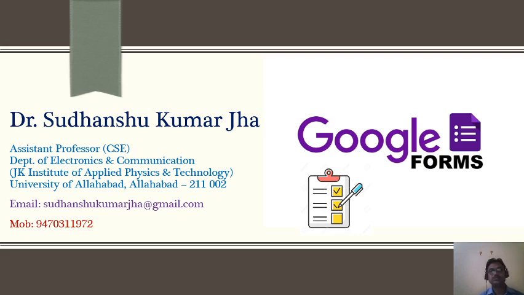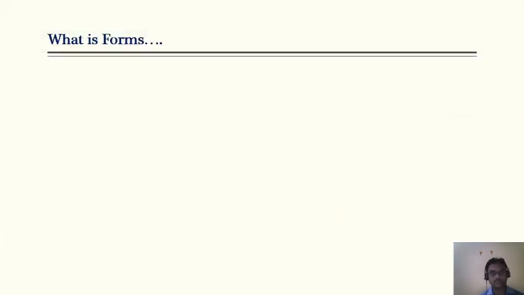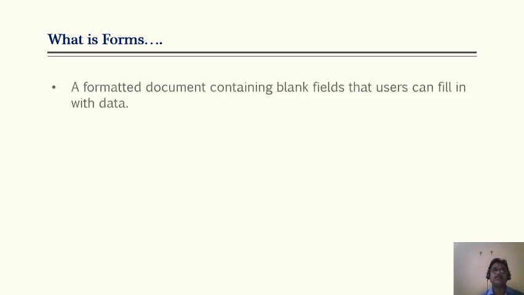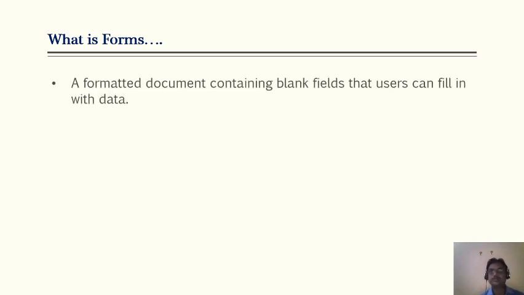So the first question that comes to mind is, what is a form? If we talk about the offline form, a form is a kind of document where we are trying to collect a lot of information from the candidate, from the user. It is a well formatted document containing a lot of blank fields where the user has to fill in their own personal data. So this is the offline document.